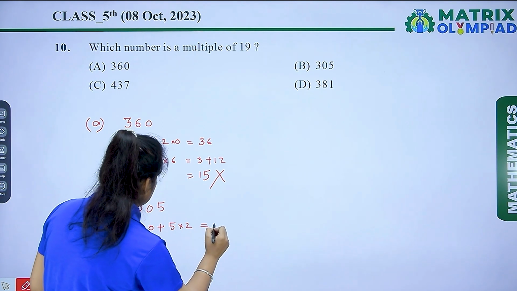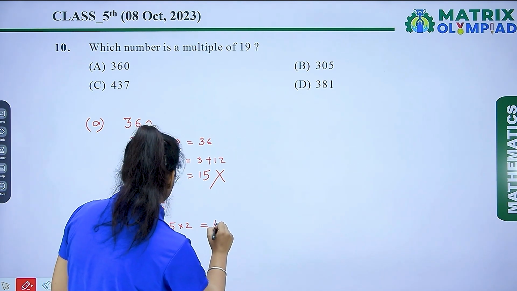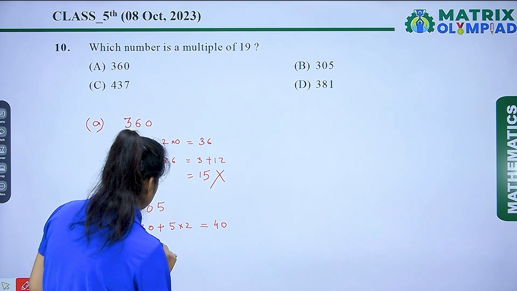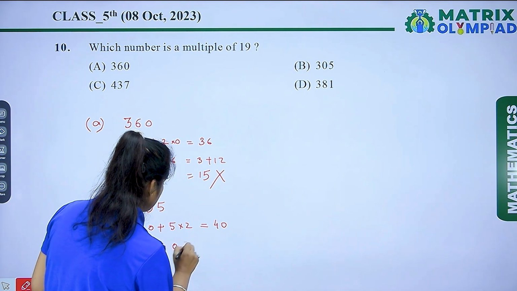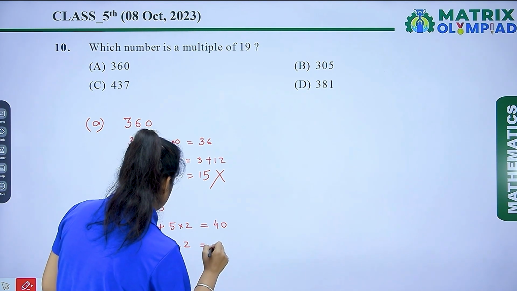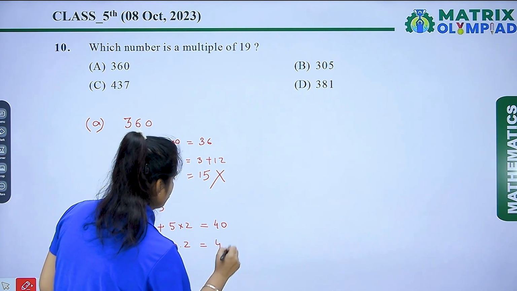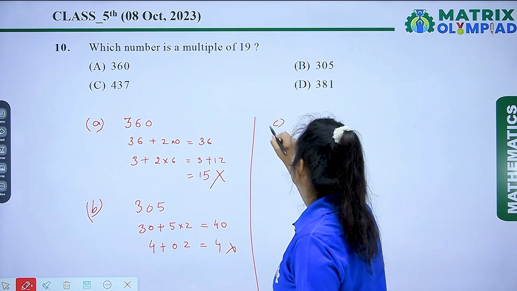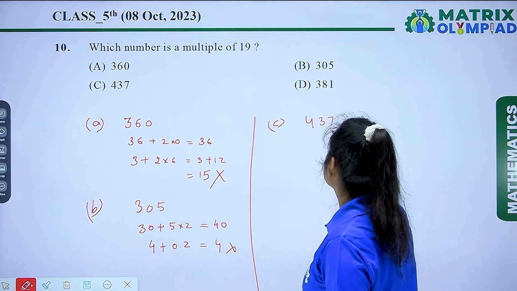30 plus 10 it will become 40, and after repeating the step we will get here 4. So it is not the correct option. The next, C part, is 437.